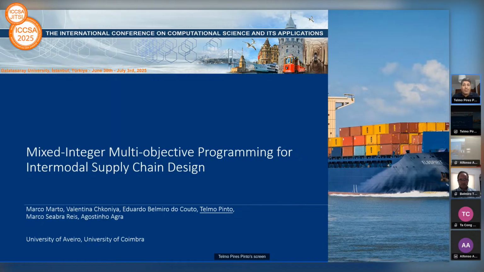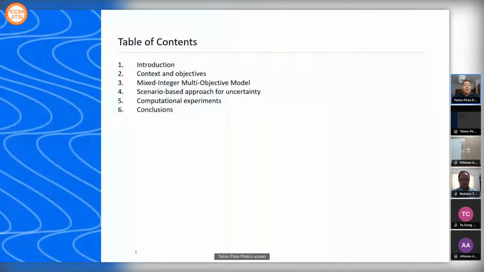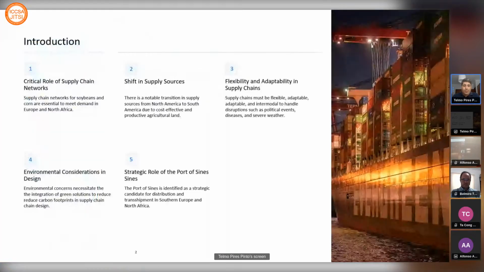sources of uncertainty. First, I will introduce the motivation behind the study, followed by its context and objectives. And I will then present the mathematical programming model we developed and explain how we address the uncertainty through the scenario-based approach. Next, I will share the main computational results and conclude with a discussion of the key findings and future research directions that we can draw.